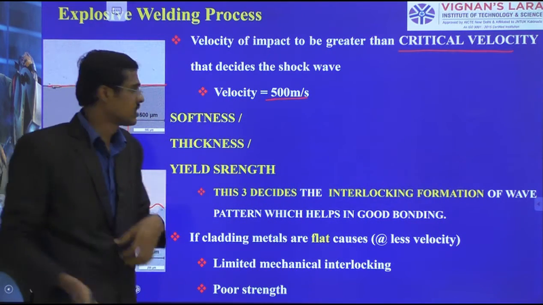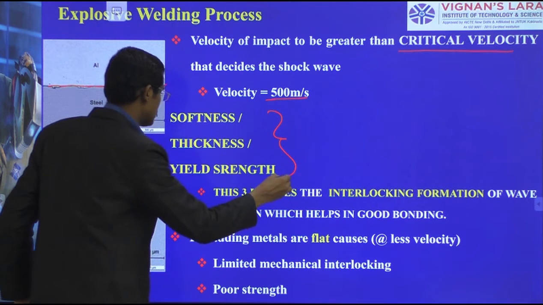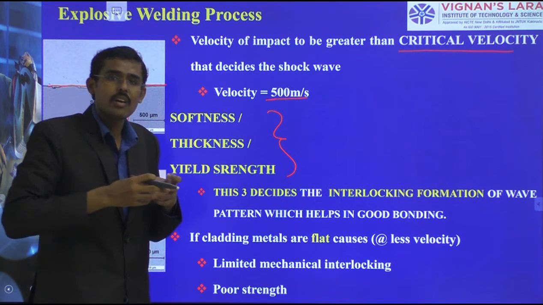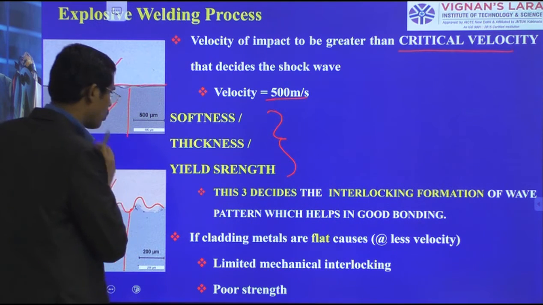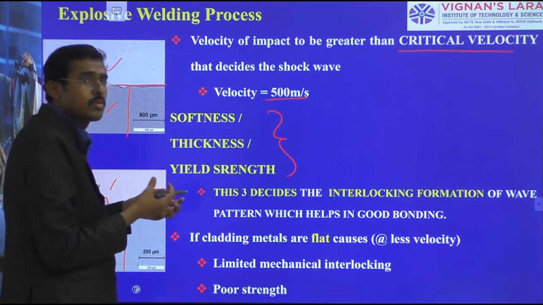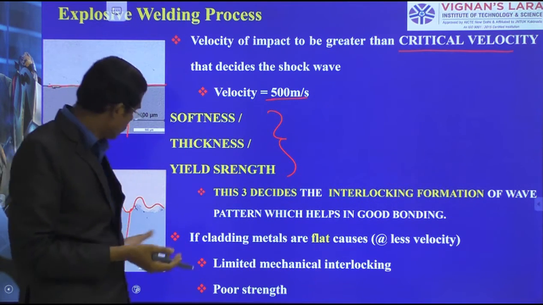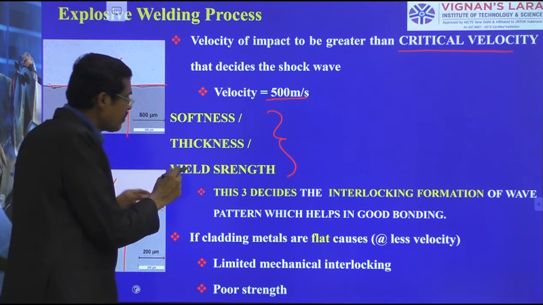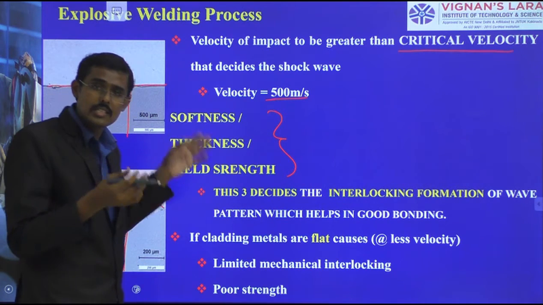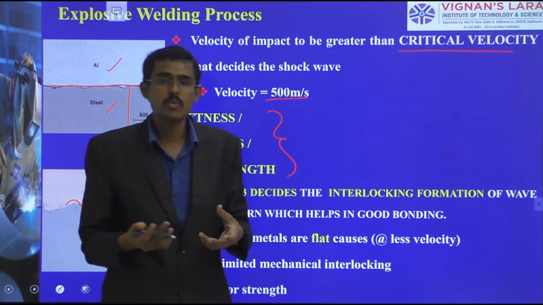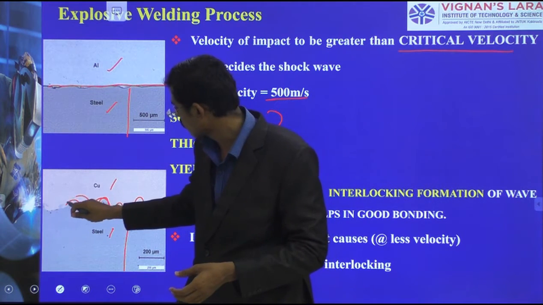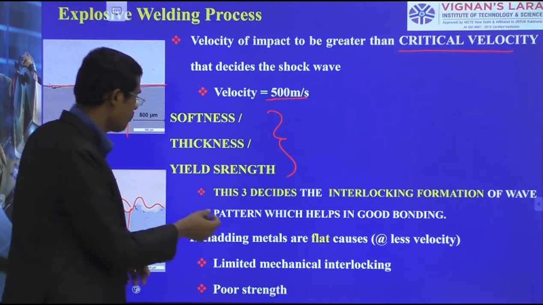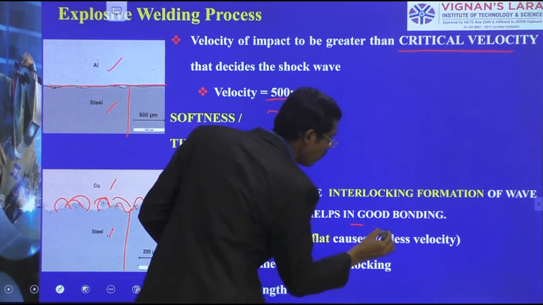So what decides this? The softness, the thickness, and the yield strength. These decide the interlocking formation, based upon the softness of the aluminum, steel and copper. How soft will it become? Aluminum will become softer. And how thick are we using? The stainless steel thickness is large, and the thickness of the aluminum or copper is medium, thinner. Based upon these three factors, the interlocking forms. What is called interlocking? This is interlocking. So interlocking of copper and steel takes place here. This interlocking forms the wave pattern, which helps in good bonding.